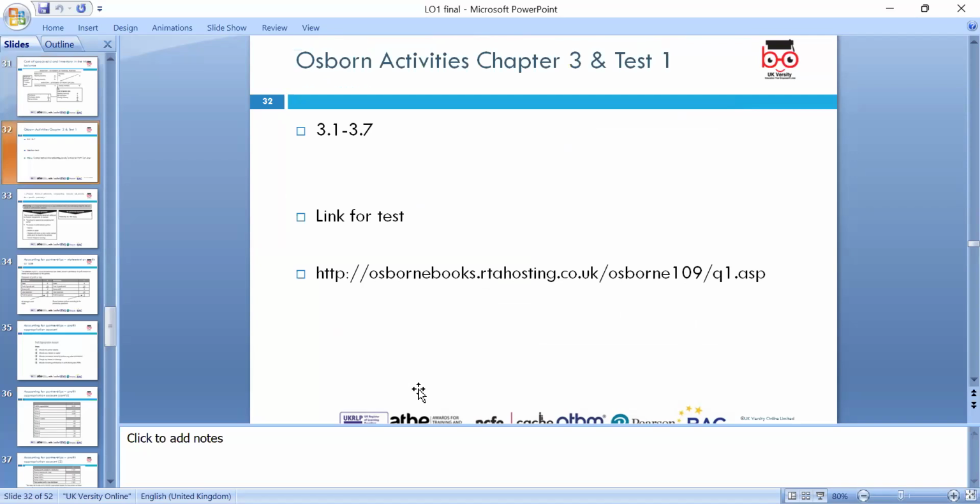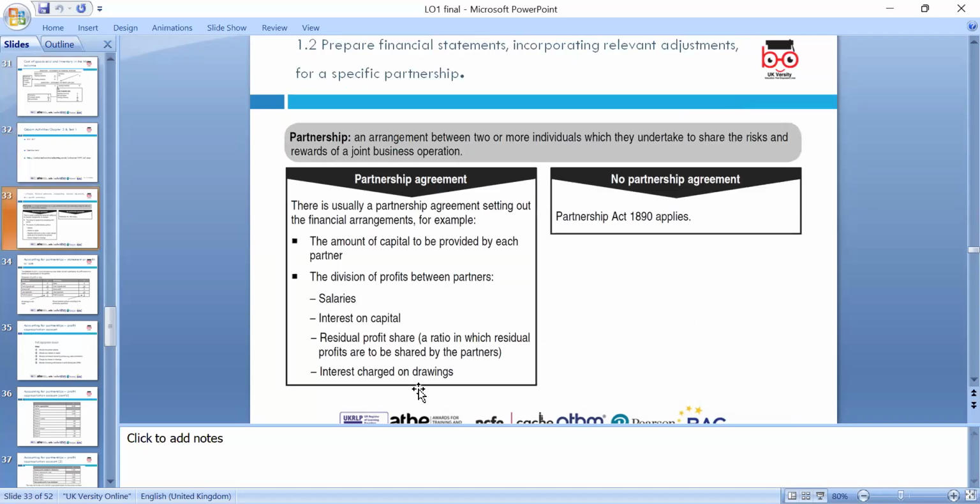And please, I included Osborne chapter 3 and the test. I included the link for you if you want to do some tests to enhance your understanding. It is good to look at the Osborne chapter 3 questions 3.1 to 3.7, which will help you further enhance it.